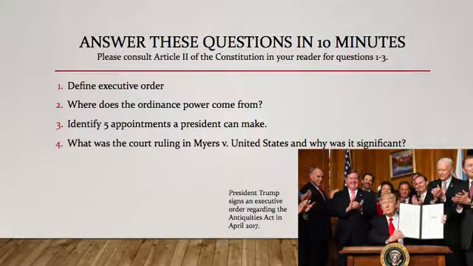So we want you to take some time, and we're not going to hold you to a strict time here because you're doing this on your own, but we want you to answer the following questions in your notebook. So we want you to, 1, define executive order, and please refer to Article 2 of the Constitution for that. Number 2, what is the ordinance power, or where does the ordinance power come from? And 3, identify 5 appointments a president can make according to the Constitution. Okay, please use Article 2 of the Constitution for those first 3 questions.